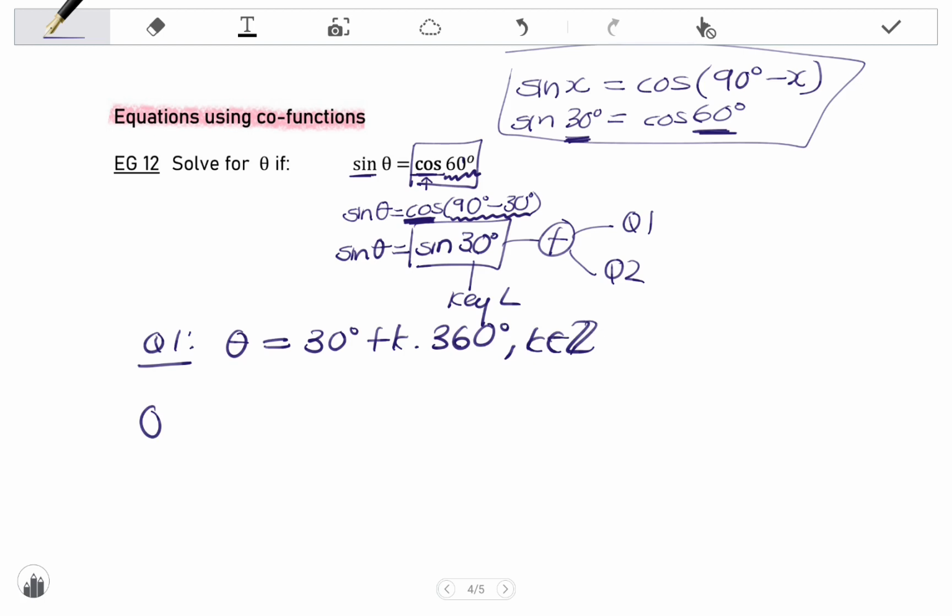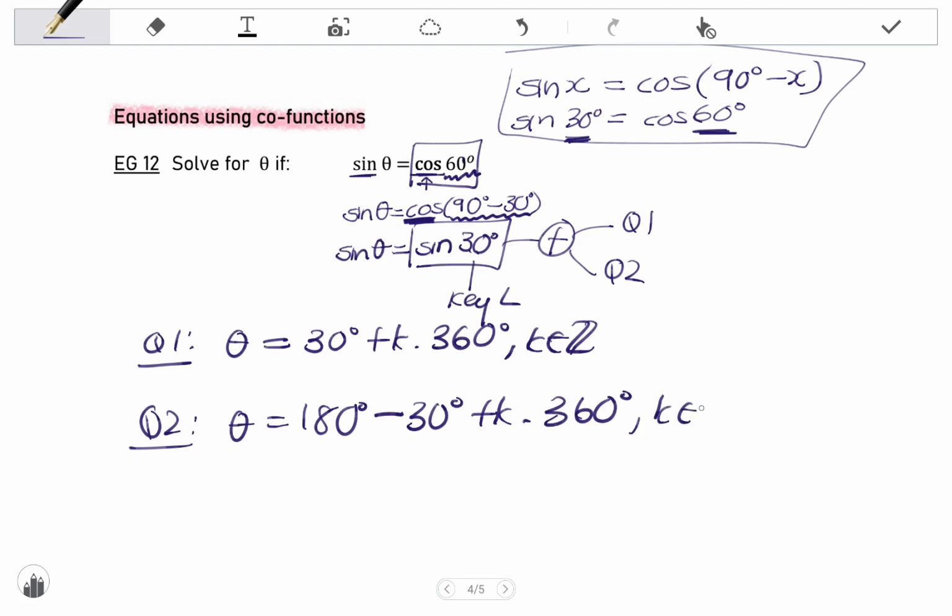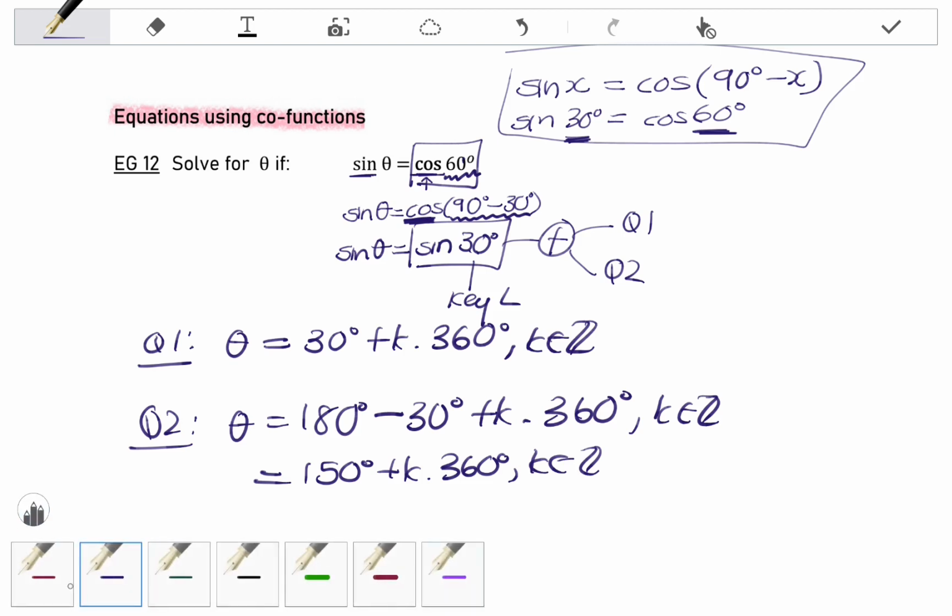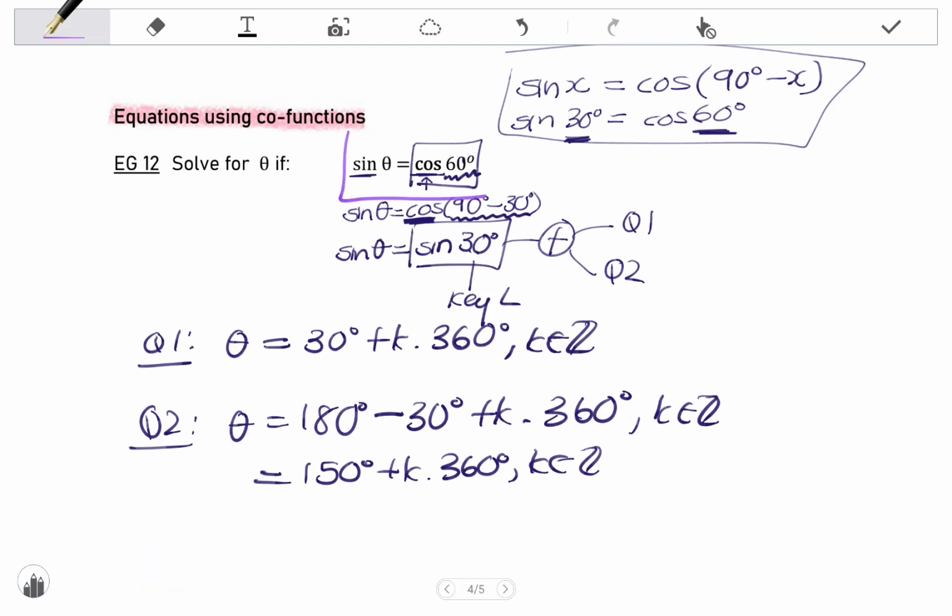Then in quadrant 2, my angle is always 180 degrees minus the key angle, which is 30, plus multiples of the period of the sine graph. And that simplifies to 150 degrees plus k times 360. Just a quick note: if you are wondering whether you could have changed these both to cos, yes, you absolutely could have. It works both ways.